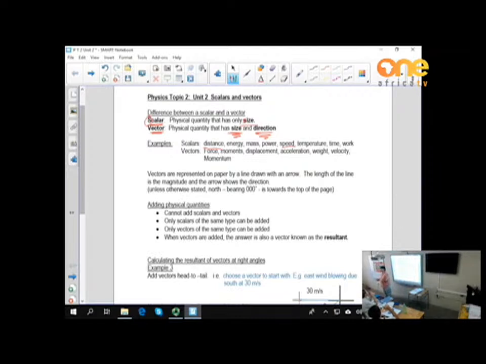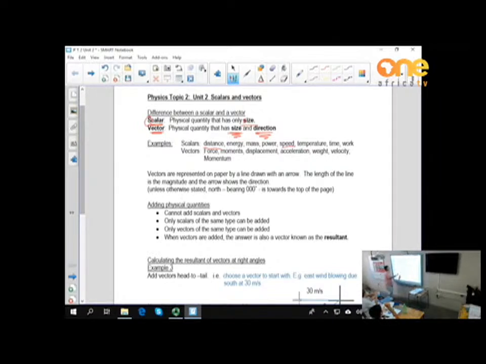It doesn't matter whether it's day or night, temperature still is temperature. It doesn't matter whether you're hanging upside down from a tree or standing with your feet on the ground. It doesn't have a direction. It's just a quantity. Time just carries on. There is not a going forward and backward in time as much as we would like to think about it in that way. And work done is energy used. Energy is not a vector. It's just a scalar quantity.